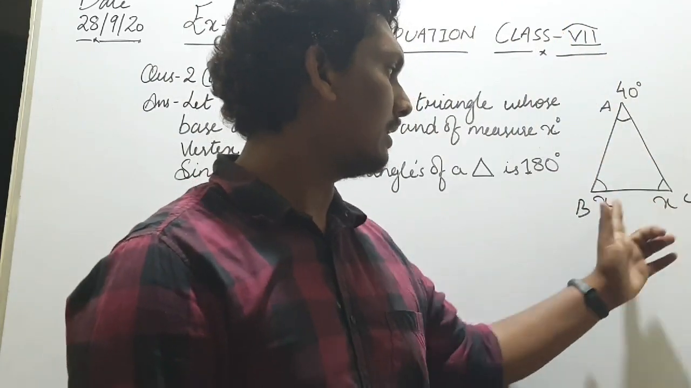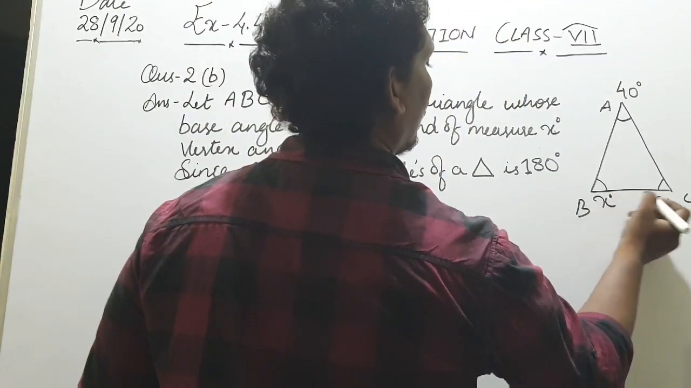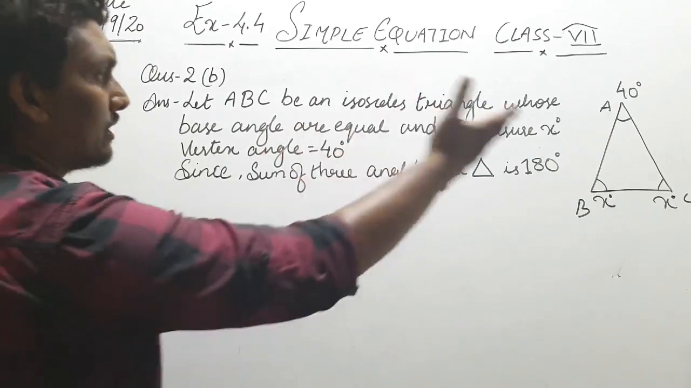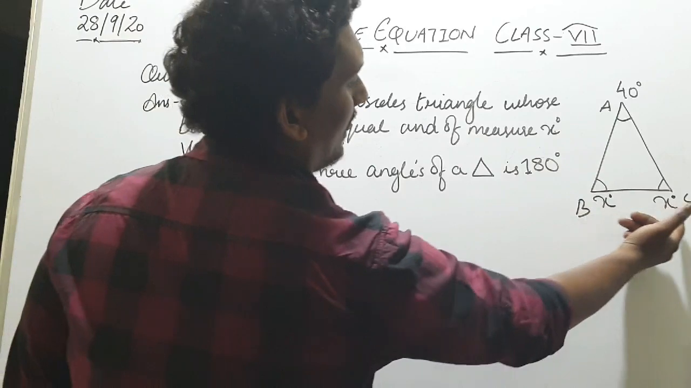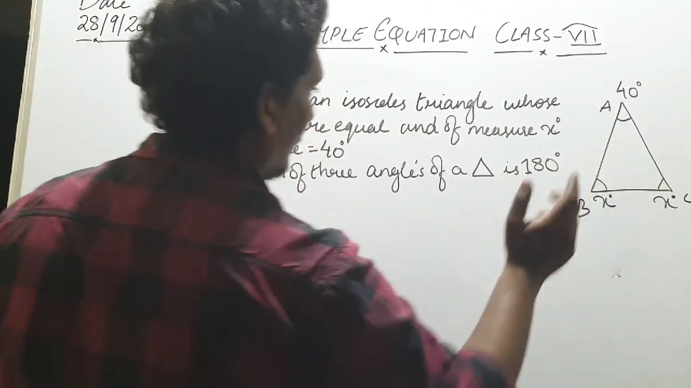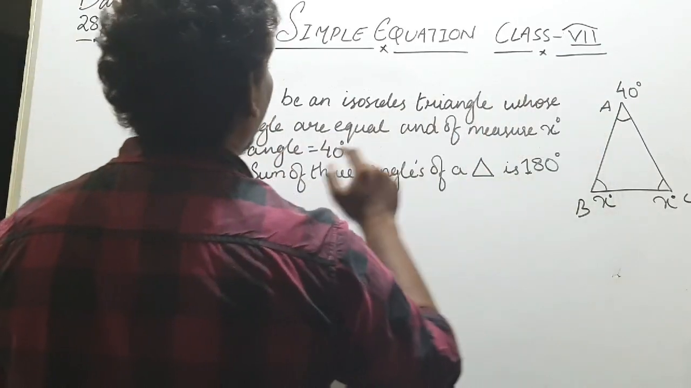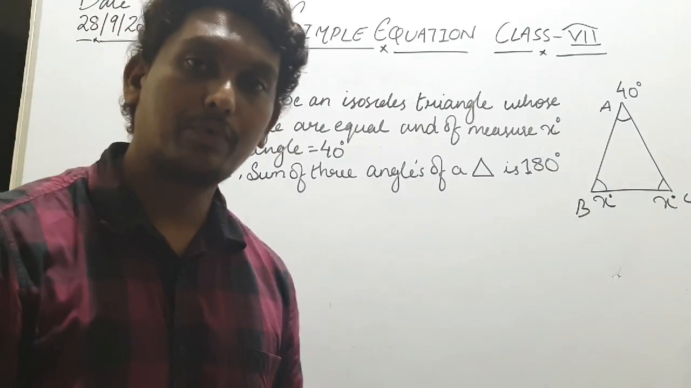Base angle is x degree, right? So let ABC be an isosceles triangle whose base angles are equal to the measure of x degree. Here the base angle is x degree I have taken, and the vertex angle, that is A, is 40 degree. So we have to remember the angle sum property of a triangle.